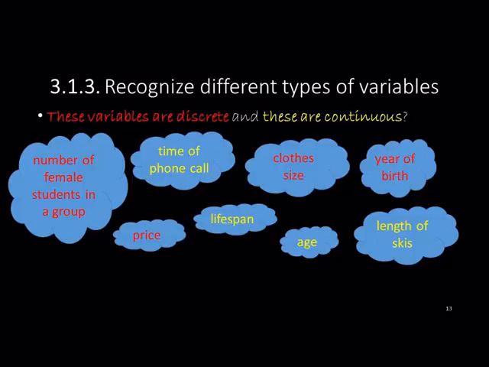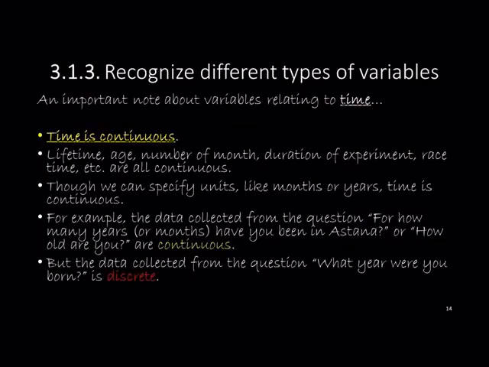But hang on, lifespan and age are continuous, but year of birth is discrete. That's strange. So we have something important to note about variables relating to time. Time is continuous. Lifetime, age, number of months, duration of experiment, race time, etc. are all continuous variables. We may specify the units like number of months or years or, for example, minutes or seconds, but it is still continuous.